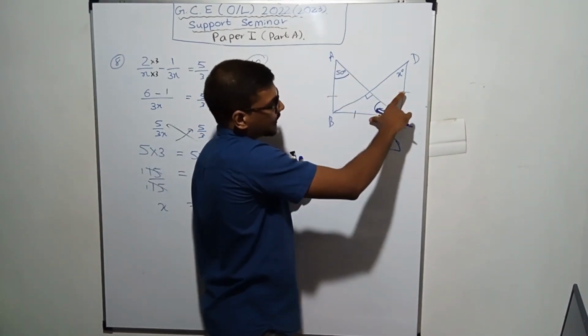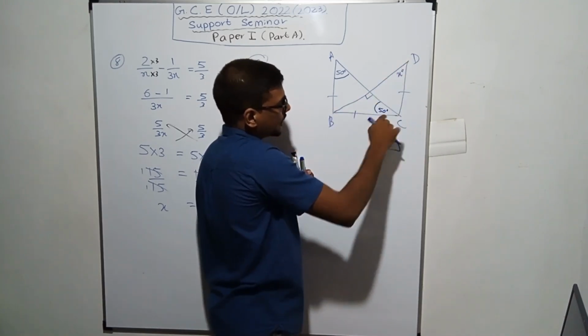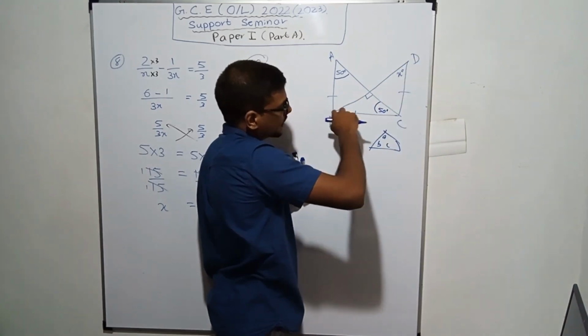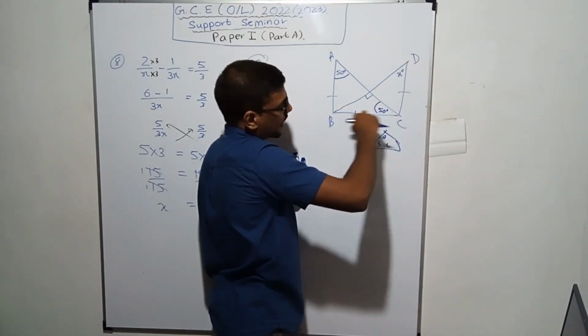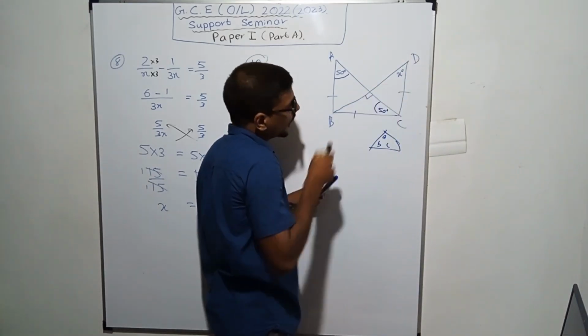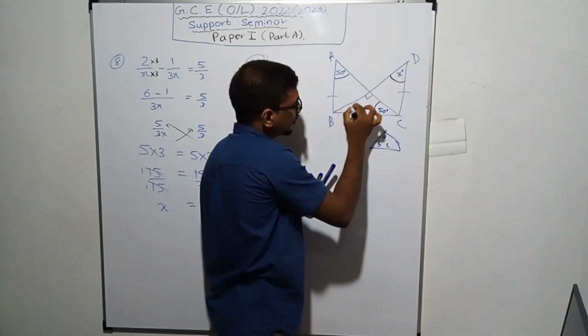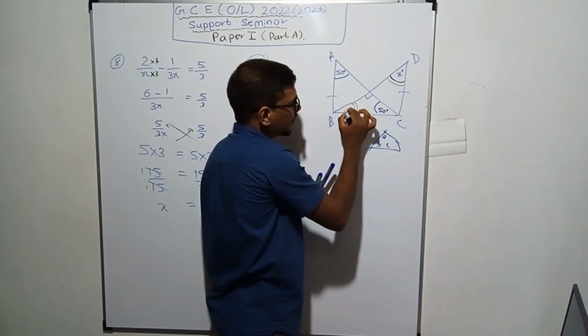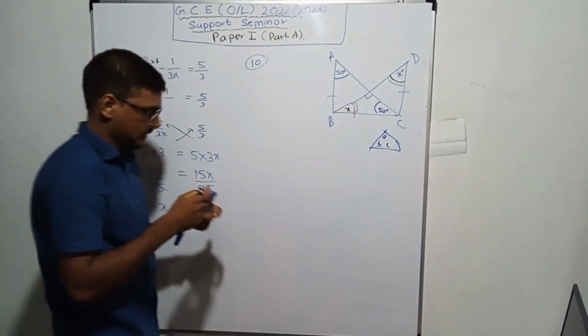And here, what have they given? In this triangle, the BC side is equal to the CD side. Check the triangle separately, this one. Then what can you do? The angle here will be the angle at this place. So here it will be X.